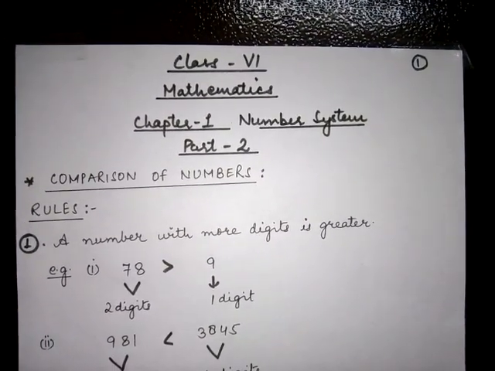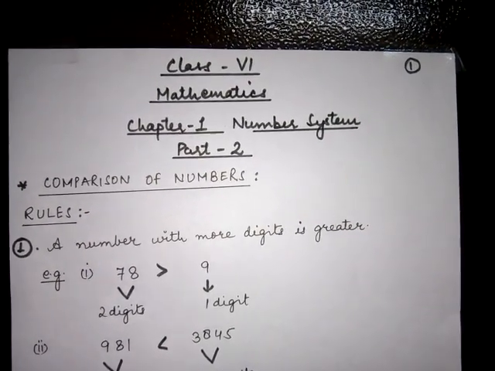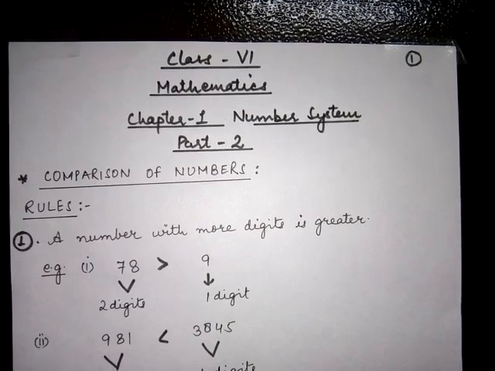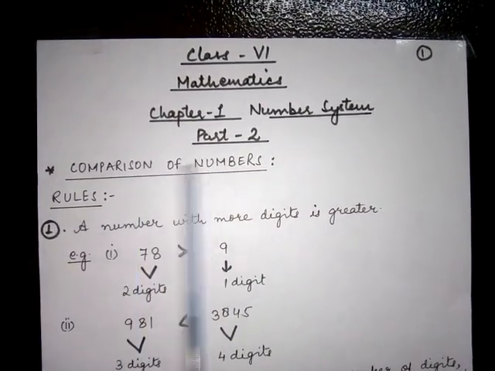In the last video we have discussed the numbers, notation, Indian place value chart, international place value chart, base value and face value. In this part we will discuss the comparison of numbers. So here, comparison of numbers.